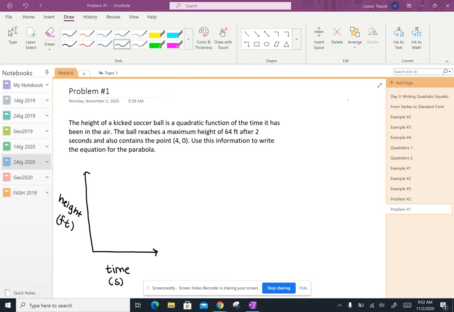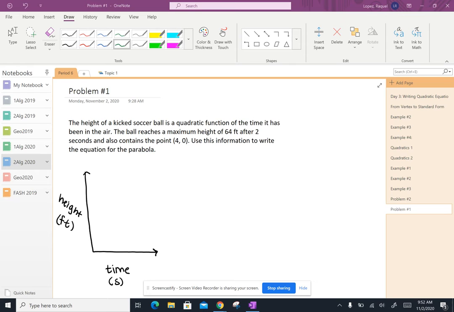So we're told that the height of a kicked soccer ball is a quadratic function of the time it has been in the air. The ball reaches a maximum height of 64 feet after 2 seconds and also contains the point (4, 0). So we're going to use this information to write an equation for the parabola. And since they don't specify, we're going to write the equation in vertex form.